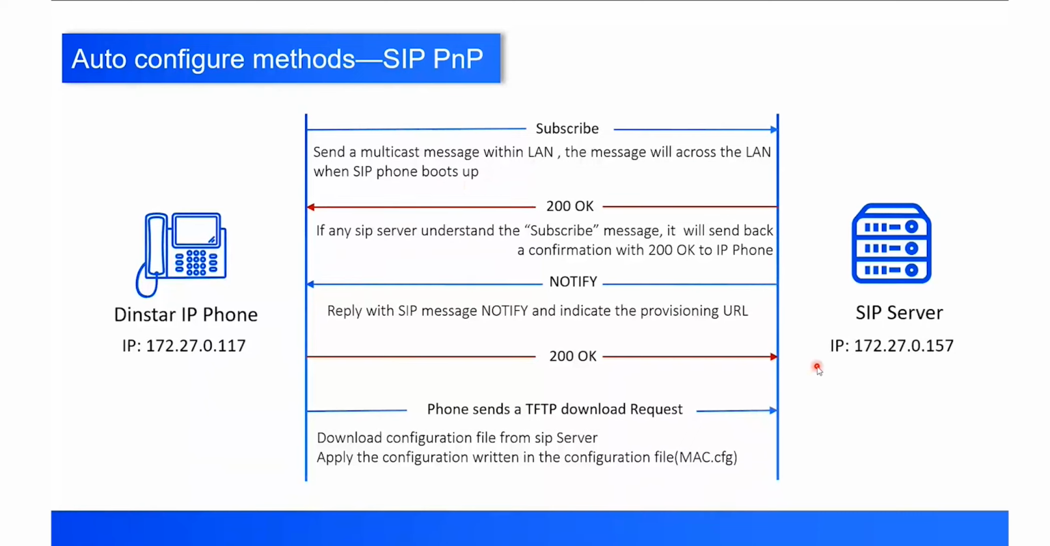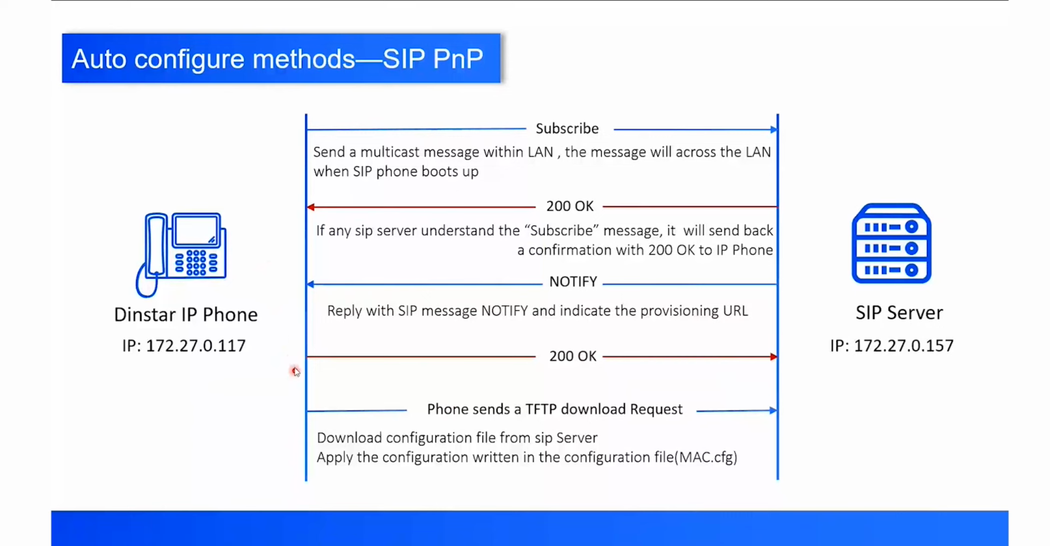In the same LAN, any server, maybe for example server A or server B, understands and gets the subscribe message and sends the 200 OK back. After that, the SIP server also sends a notify message that contains the provisioning URL, and asks the SIP phone to download any files you want from this URL. Then the SIP phone sends a message back saying OK.